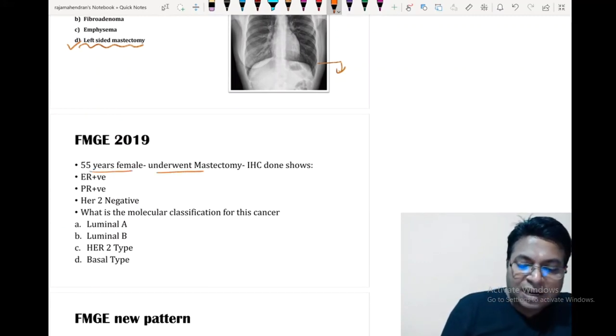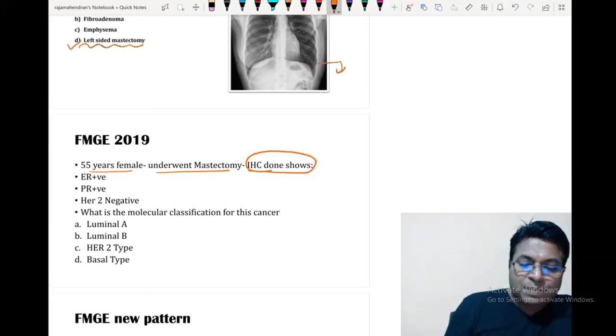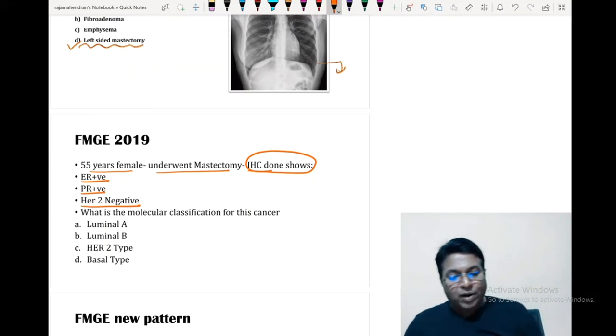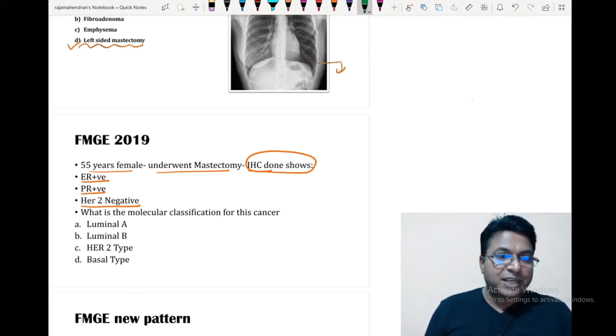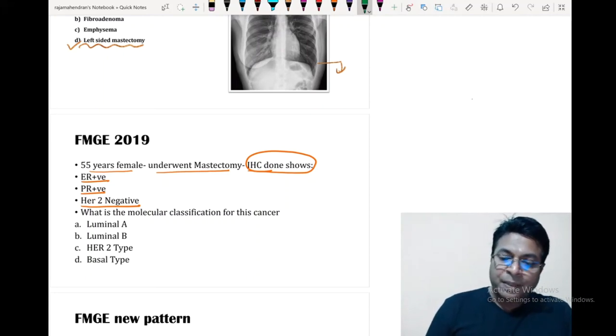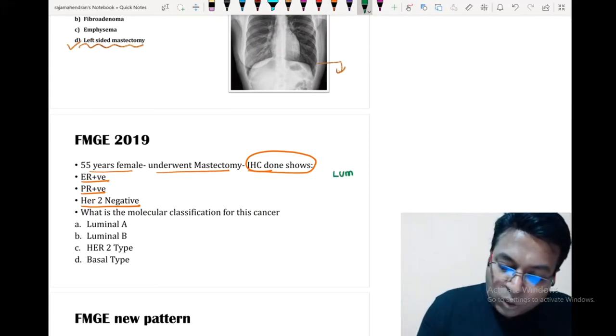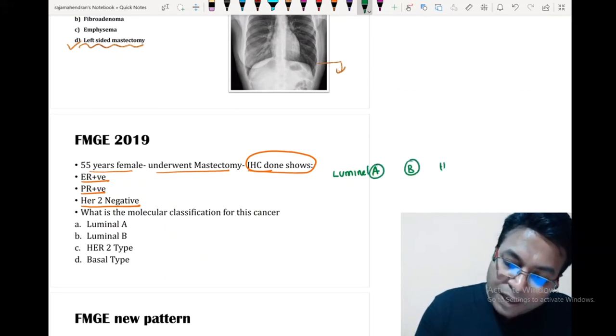A 55-year-old female underwent mastectomy. Immunohistochemistry showed estrogen receptor, progesterone receptor positive, HER2 negative. What is the molecular classification? I never expected this type of question will come for the FMG exam, but this is the first time it has come. Molecular classification is divided into luminal A type, B type, HER2 type, basal type.